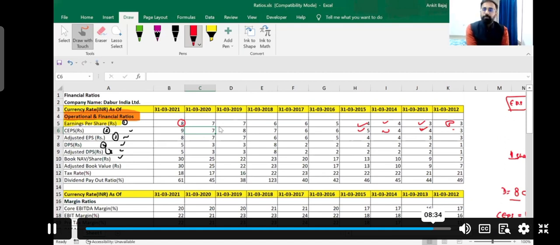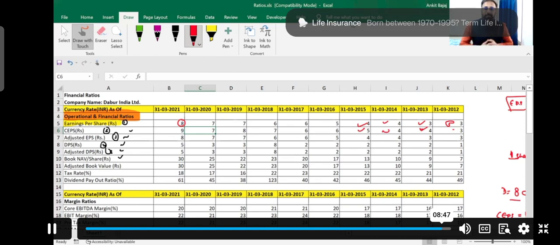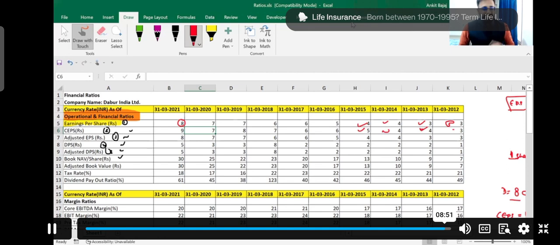So definitely first you will be calculating the CPS of this company, and after that you will be comparing this CPS with other companies' CPS. This is the method to find out CPS. So you can compare this Dabur company's CPS with competitors' CEPS.